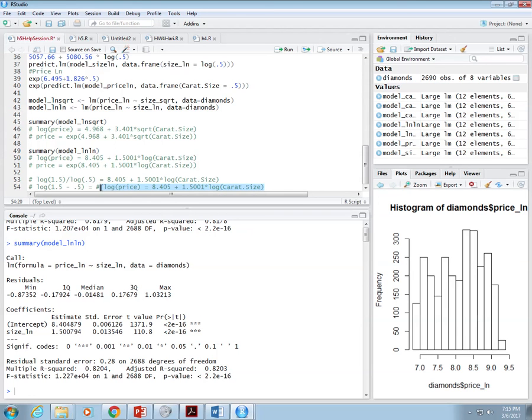So it's probably easiest just to do this by hand, but the way it works out is that the coefficients of the two are multiplied by, how do you say it? It's the log of, I'll do it by hand. Sorry, I'm gibbering. 8.405 plus 1.5 times the log of 5.